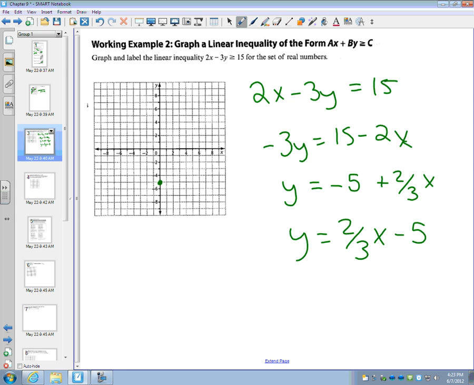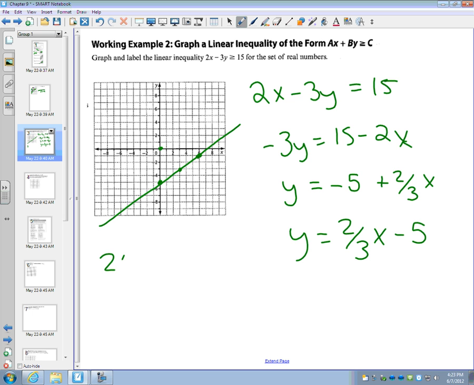And now I use slope. So I go up 2 and over 3, up 2 and over 3. And that's my line. It looks like I'm going to have a solid line because it's less than or equal to, and I have to decide the region. I'm going to test 0, 0 to see if it's above or below.